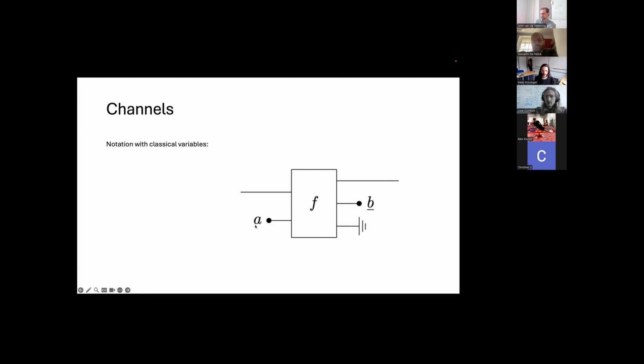And then we have classical variables that can appear in a diagram. When they appear, if they are not underlined, so they're just normal variables, it means it's a classical variable that we can control, that we can set to any value. And if it's an underlined variable, then it means this is an output of the process that we observe after the channel happens.